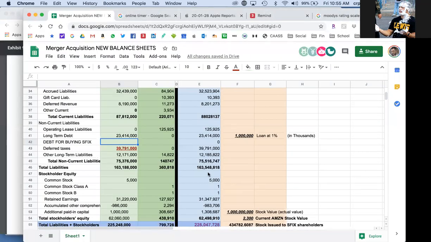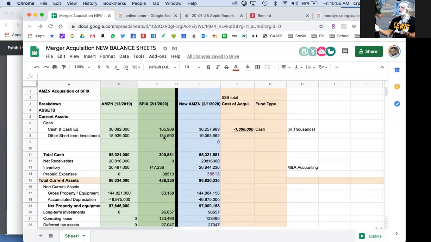Okay? So then it becomes, if you're doing a merger, B plus C equals E. If you're doing an acquisition, B plus C equals E. All right? If you're doing a spin-off, then that equals two separate balance sheets, right? So in this case, we're taking two balance sheets and making one. In the other case, you'd be taking one balance sheet and making two.